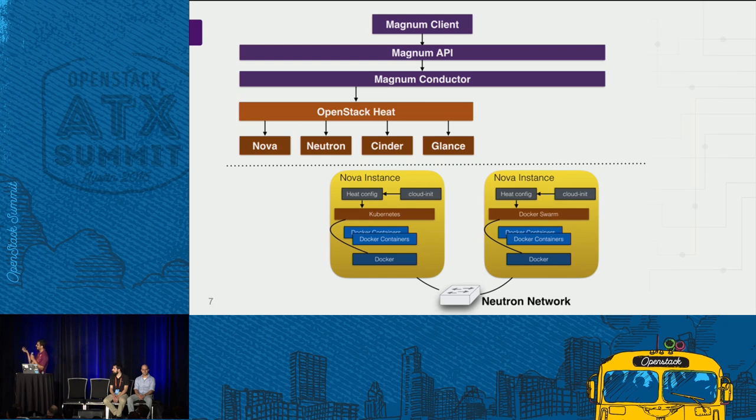where then Magnum goes on and provisions these container orchestration engines. So the way it works is that at high level, all of this goes through, and you use Heat templates, you use Cloud-Init, provision the infrastructure for containers, let's say Kubernetes or Docker Swarm, and let's say you have Docker up and running in one of these Nova instances, and then you're good to go and able to launch containers. And this is what Magnum provides you today as part of OpenStack.